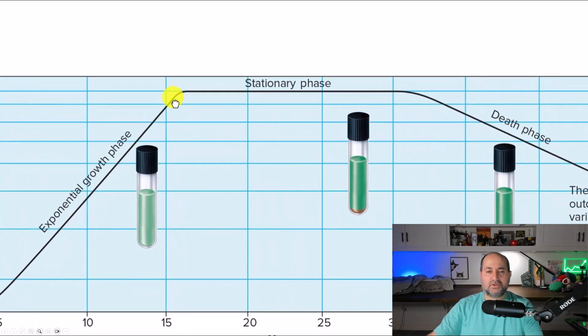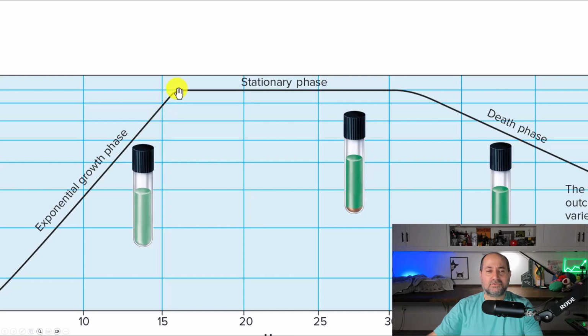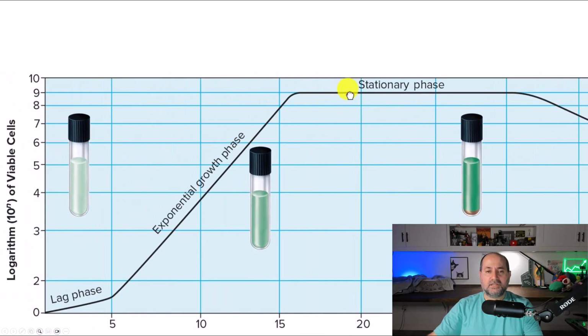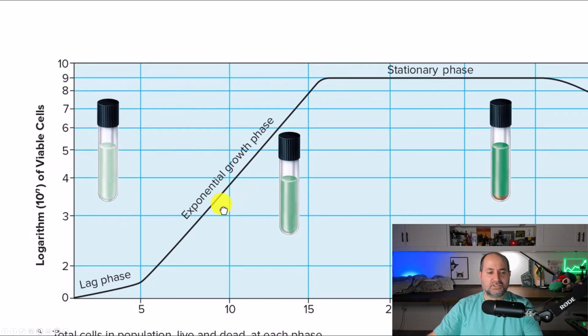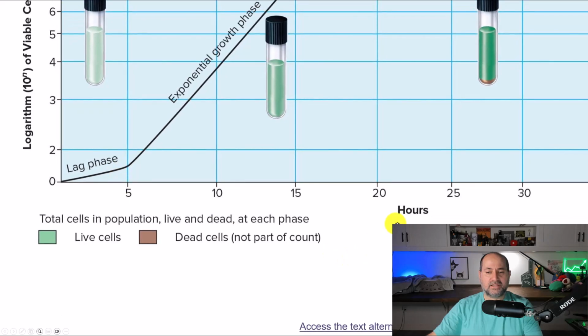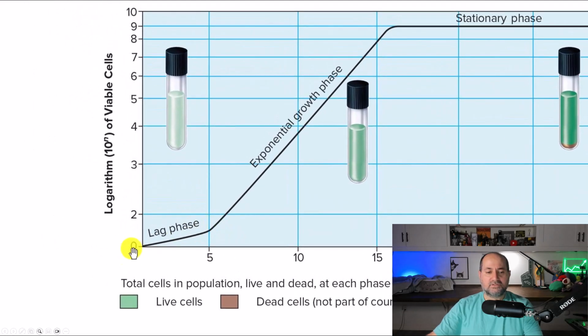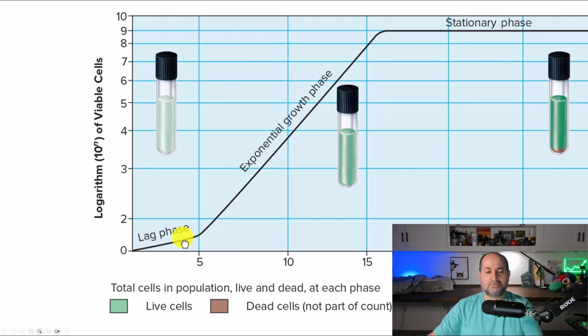Then at some point, the party's over, right? So that means that they've run out of space or resources or nutrients. And so the bacteria enter a stationary phase where they are no longer doubling. And I should have mentioned this earlier, but on the y-axis, you have number of living cells, number of viable cells. On the x-axis, you have hours. So in the first 5 hours, you have the lag phase. Not much bacterial cell division going on during the lag phase because it's adjusting to its new environment.